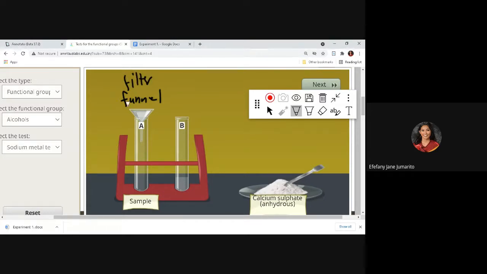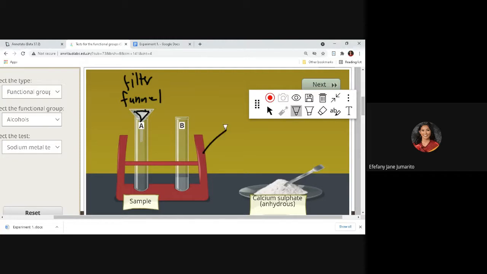Then, class, you see this is a white paper. You have a funnel and then you put a filter paper in it so it can filter. So we call this one your filter paper.